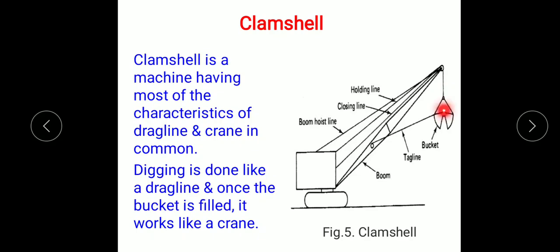Here we can see the two portions or halves which are hinged at the top and provided with sharp edge or teeth at the lower end. So here we can see it is provided with a sharp edge or teeth at the lower end. The digging is done like a dragline, and once the bucket is filled, it works like a crane. Therefore, it is a combination of dragline and crane.